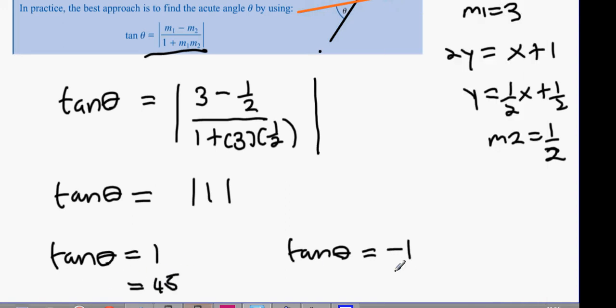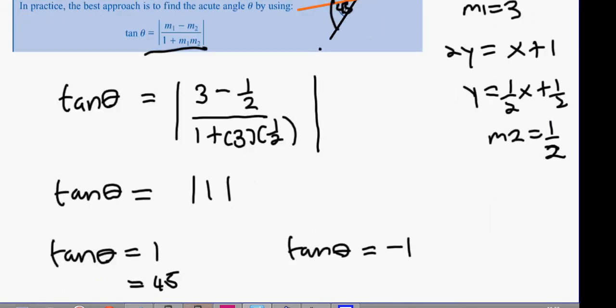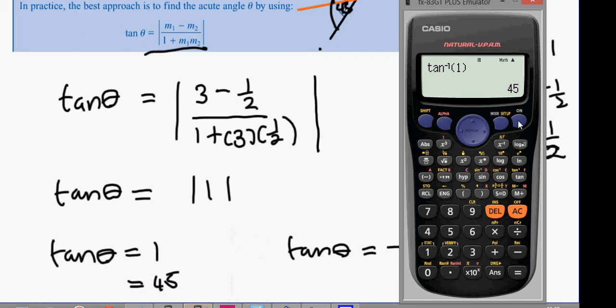Can anybody tell me the second answer without me even looking for it? What's 45? That's 45. What does the other angle have to be if it's on the straight angle? 135. Now, some calculators will give you 135, some calculators will give you minus 45.